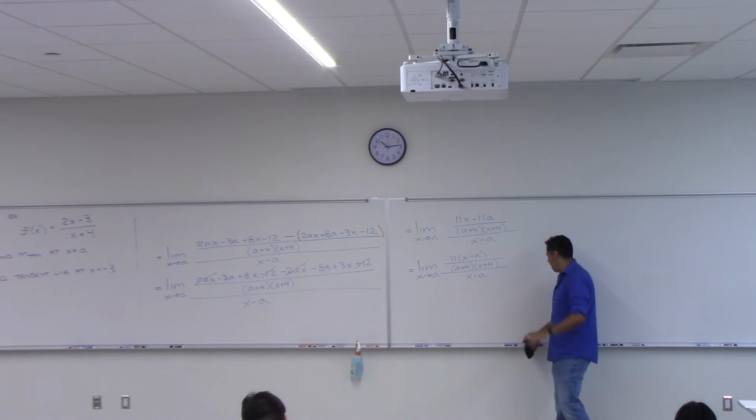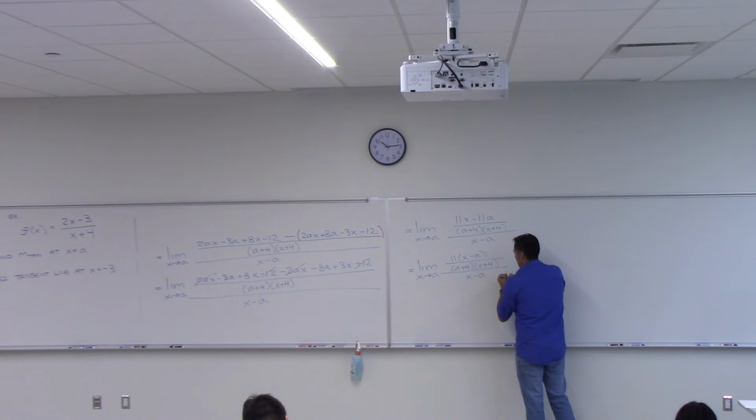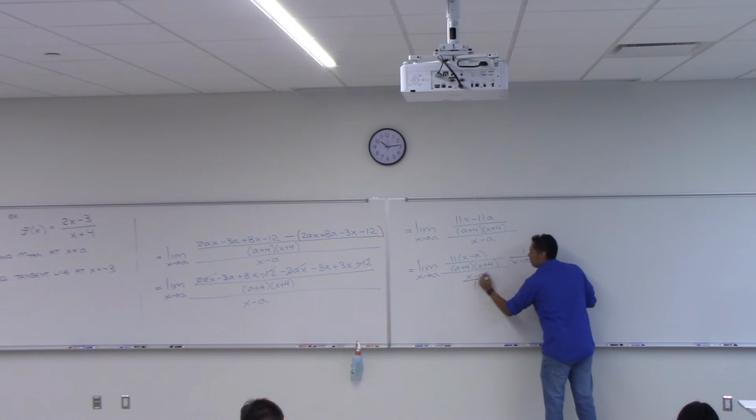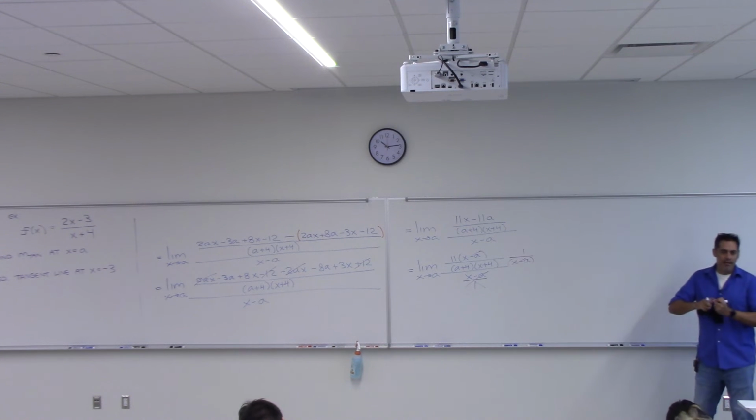But if you're still not sure why you're allowed to cancel that way, think about it as being x minus a over 1 here, and that it flips and becomes 1 over x minus a here, and then they go away. If that helps you see why.